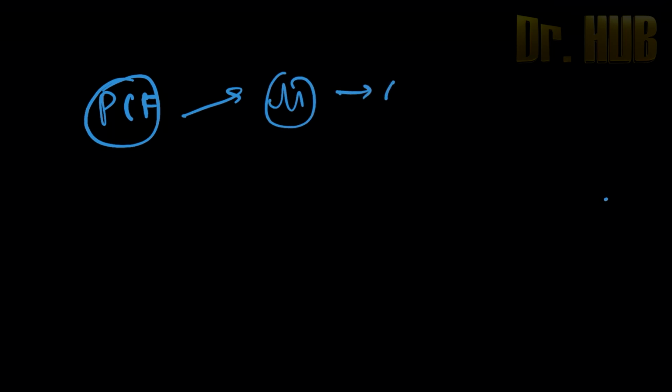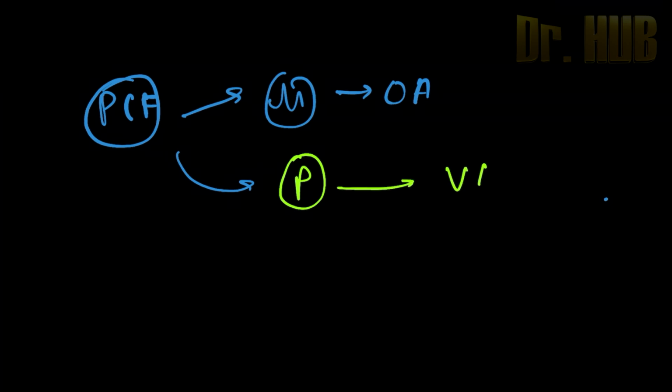Now moving ahead with the posterior cranial fossa. In the posterior cranial fossa, there is a meningeal branch of the occipital artery. Next are the posterior meningeal branches of the vertebral artery. So you have the occipital artery and the vertebral artery.